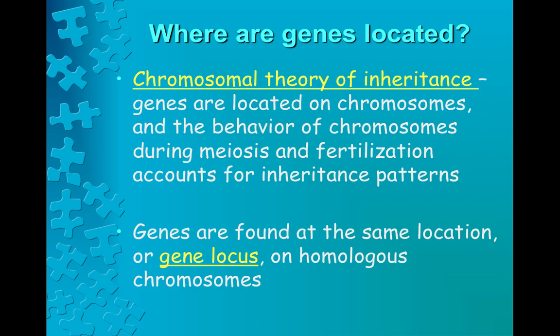And then how those randomly come back together when we fertilize an egg plus a sperm to make the next generation is ultimately what accounts for all of the inheritance patterns that we see. So if I'm tracing where genes are located, those genes should be at the same location, or we'll now use the term a gene's locus, on those homologous chromosomes.